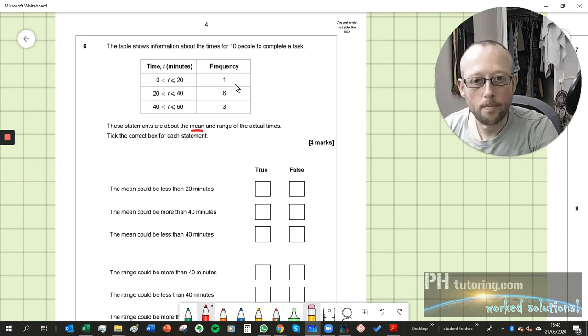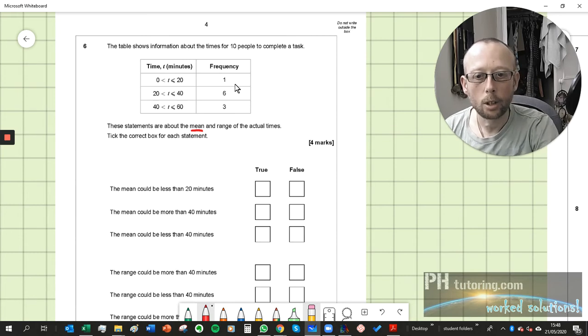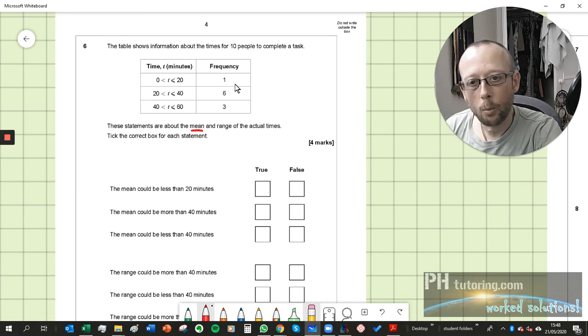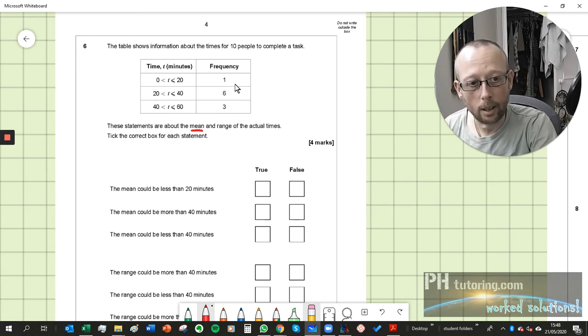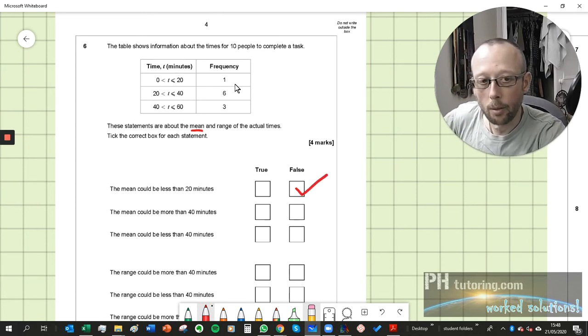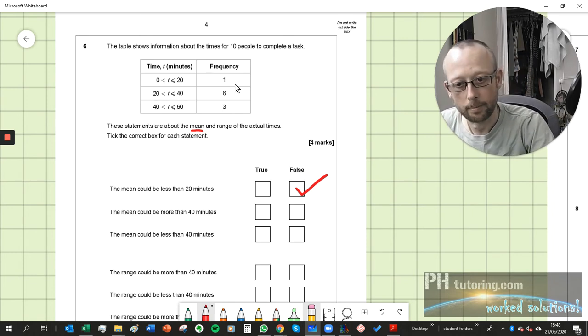So basically, to work out a mean would be challenging. We don't know what the mean would be, but we can get an idea. Could the mean be less than 20 minutes? Well, 9 out of the 10 are all above 20 minutes, right? So the mean cannot be less than 20, because 9 out of 10 are above 20. In fact 3 of them are above 40, so there's no way it could be less than 20.